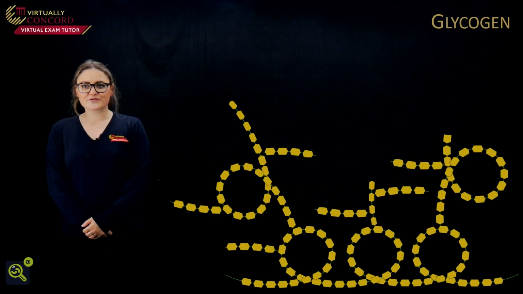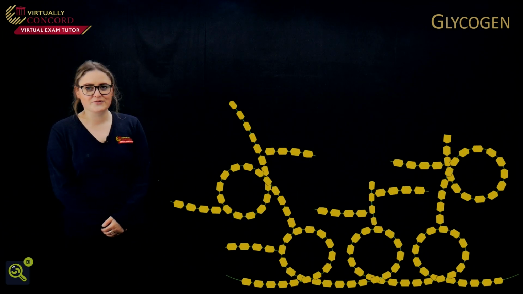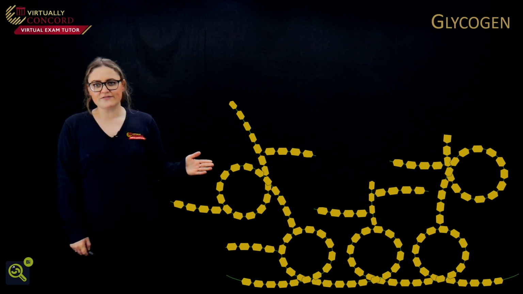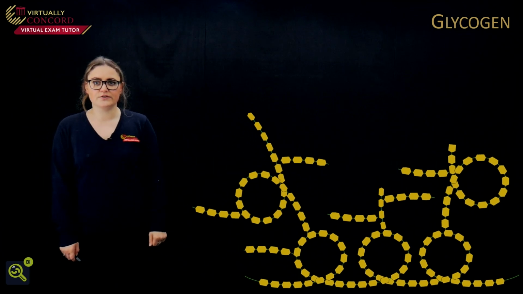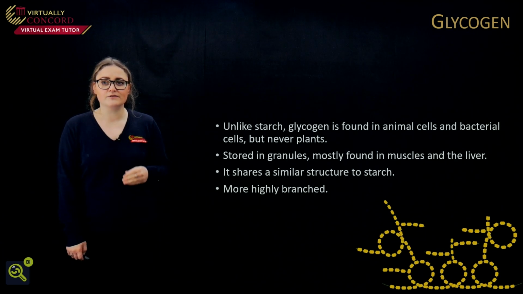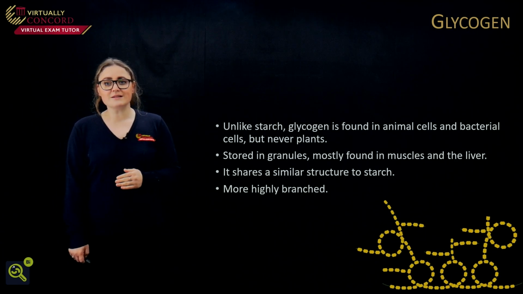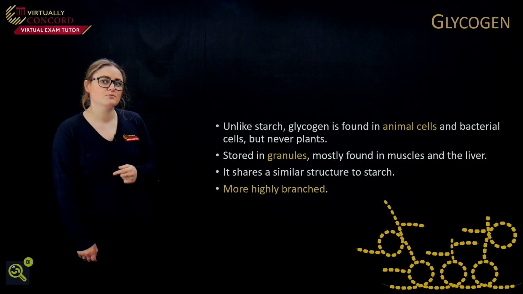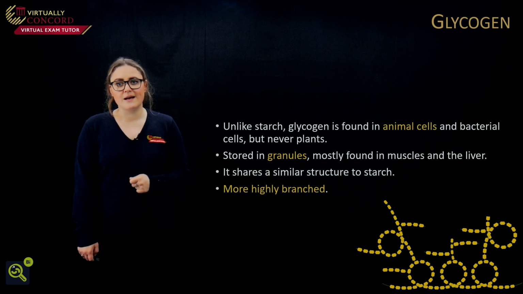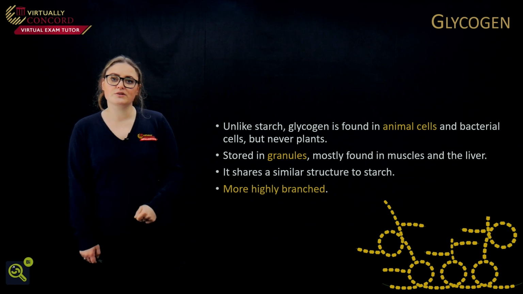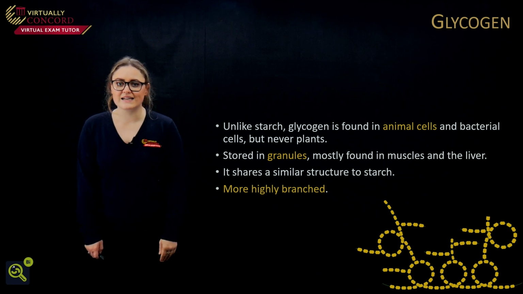Now that we've looked at the structure of starch, let's move on and have a look at the structure of glycogen. As you can see from our diagram here, it is more coiled and more branched than our starch molecule. Okay, so it is still a polymer of alpha glucose, and its structure is very similar to starch, but as you can see, it is more highly branched. Unlike starch, glycogen is found in animal cells and bacteria cells, and it's stored in granules, mostly found in the muscles and in the liver.